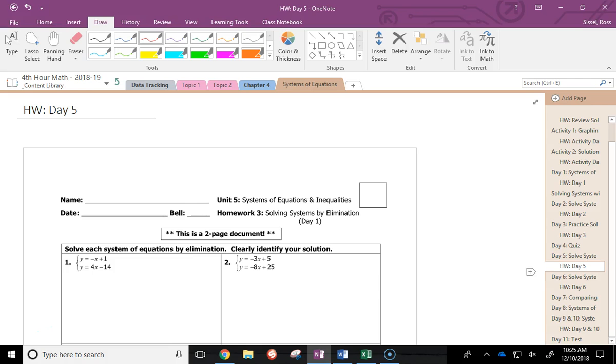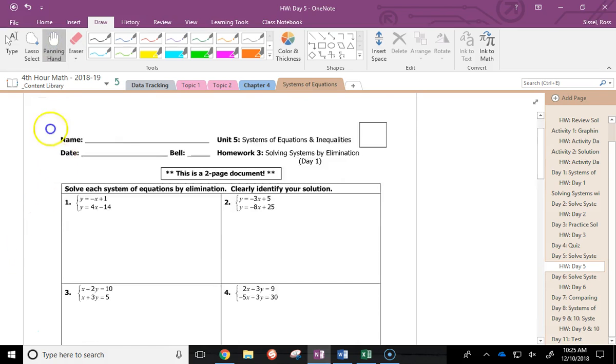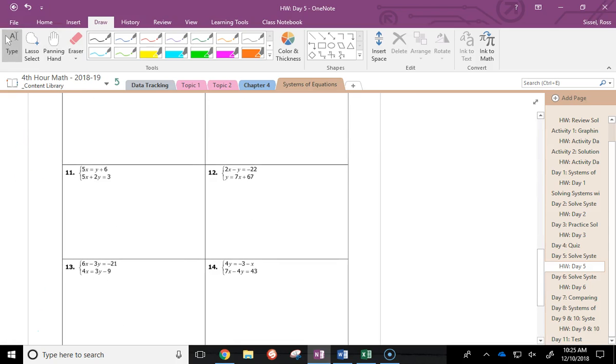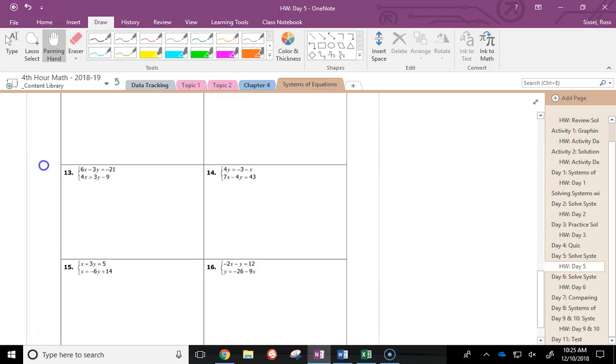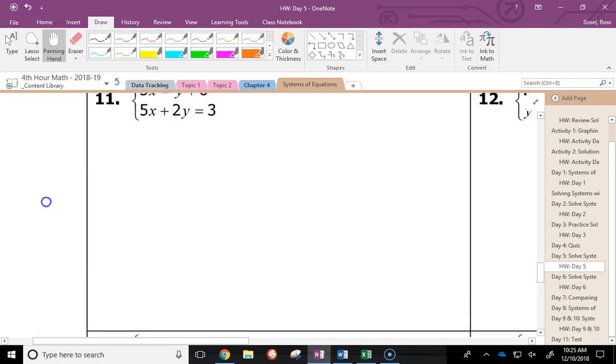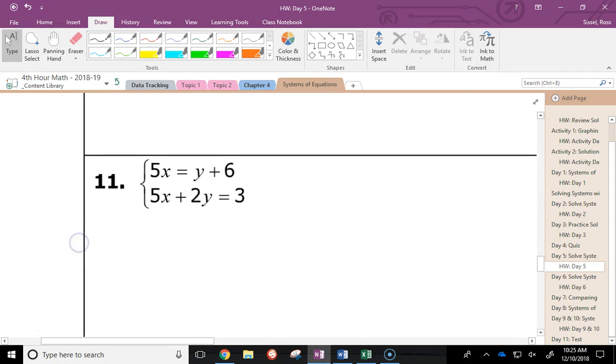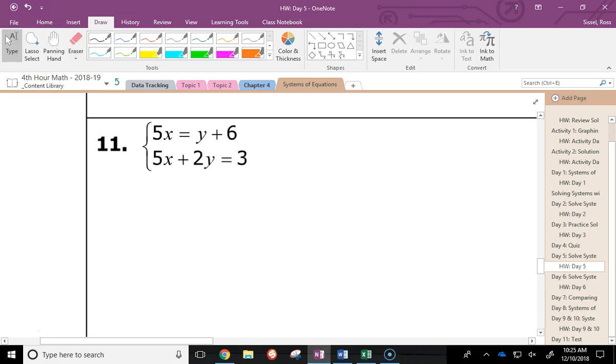Okay, for your homework, look. If we look at here, I'm going to skip and go all the way down to this bottom one for a reason. Look at number 11 real quick. 5x equals y plus 6. 5x plus 2y equals 3. What is different on this equation?